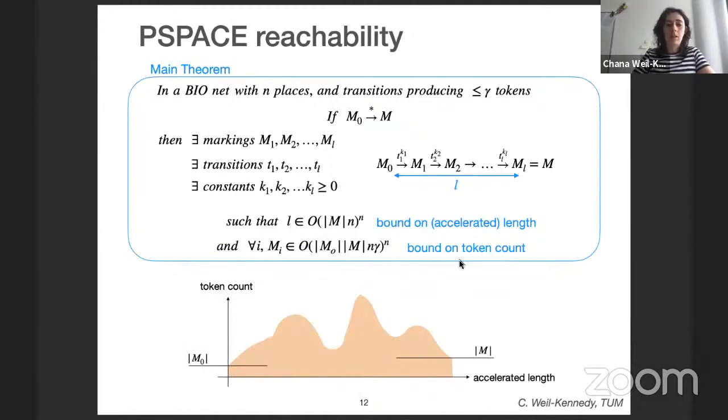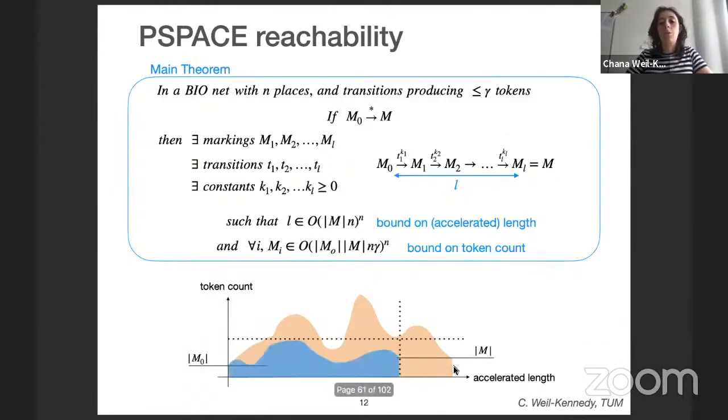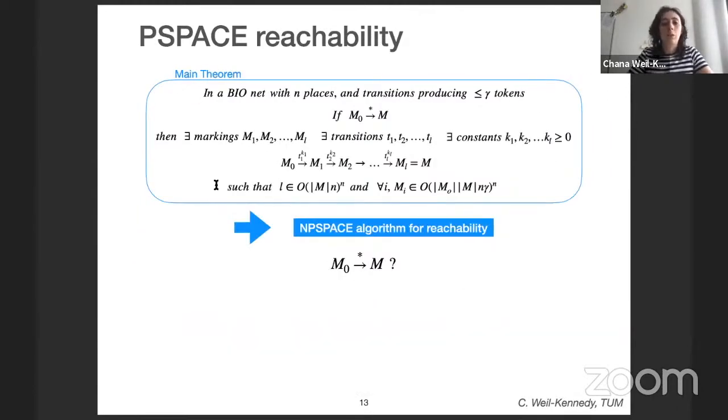Okay, so if that seemed a little complicated, it's really just a simple idea, which is that if we have a firing sequence in this net, which can create and destroy tokens, and it goes from M0 to M, well, the token creation can go basically as high as we want, and then the token destruction. And so we can have really a lot of tokens in the intermediate markings in an arbitrary firing sequence, and it can be very long. And what we show is that we can find one which has fewer tokens and is less long. All right, here I just repeated the main theorem in a smaller form.